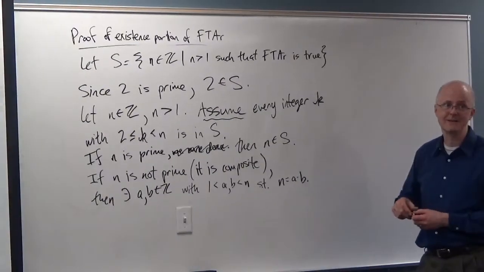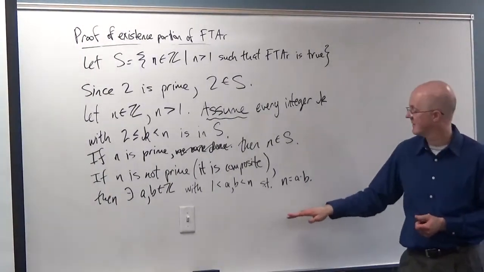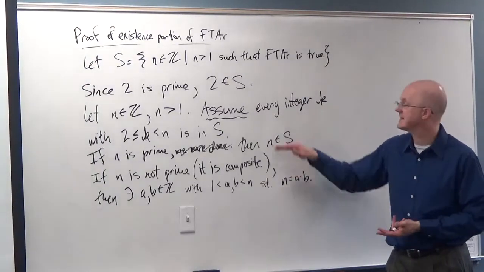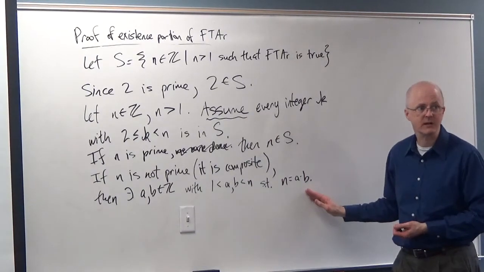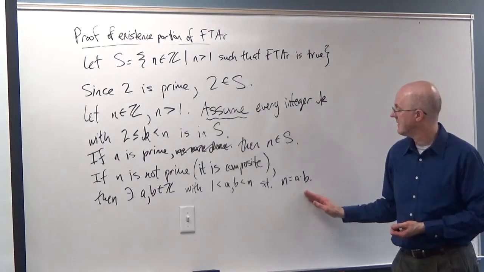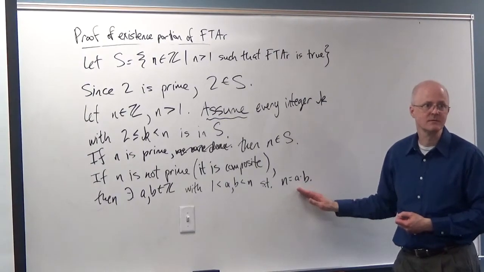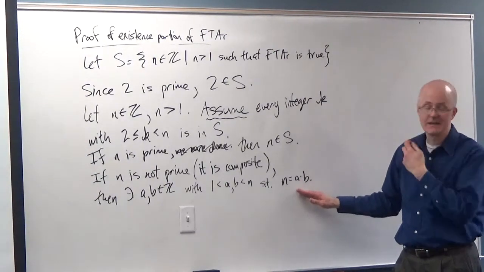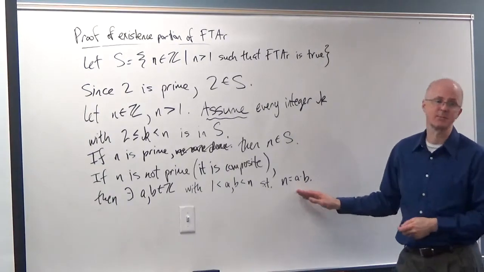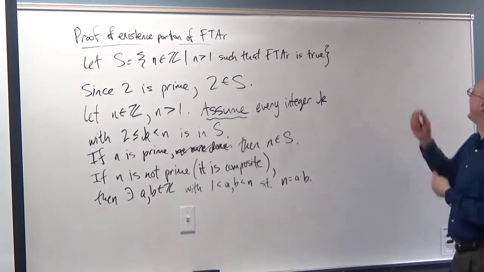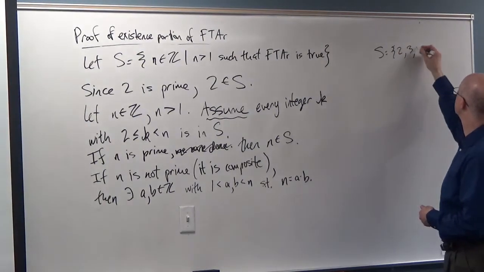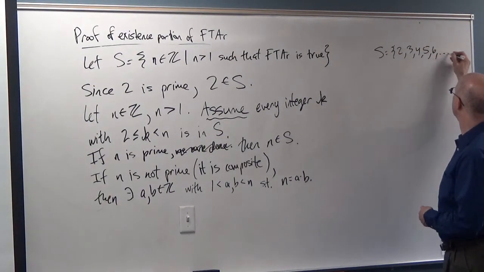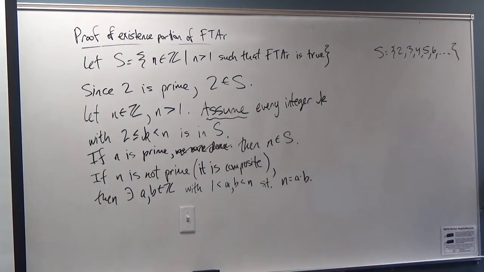Is it okay if they don't write it? It's in the book. You'd say, by the assumption, a and b are both primes or products of primes. Therefore, n is really a product of primes. Therefore, n is in S. And therefore, by the second principle of mathematical induction, S contains all integers greater than or equal to 2 in this case. And that proves the existence portion of the Fundamental Theorem of Arithmetic.